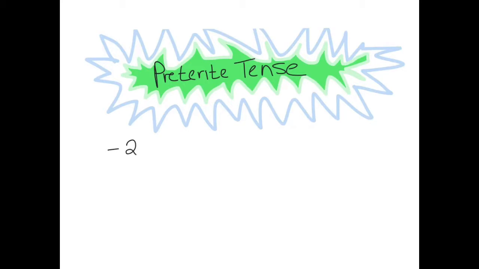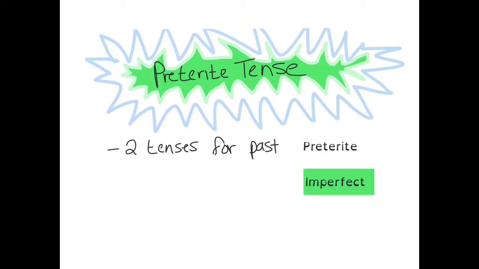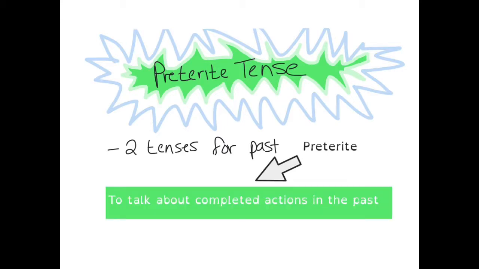Alright, let's talk about the preterite tense in Spanish. Now in Spanish, there are two tenses for the past. They're the preterite and the imperfect. They're both used in unique situations. So the preterite is to talk about completed actions in the past, is its principal use.